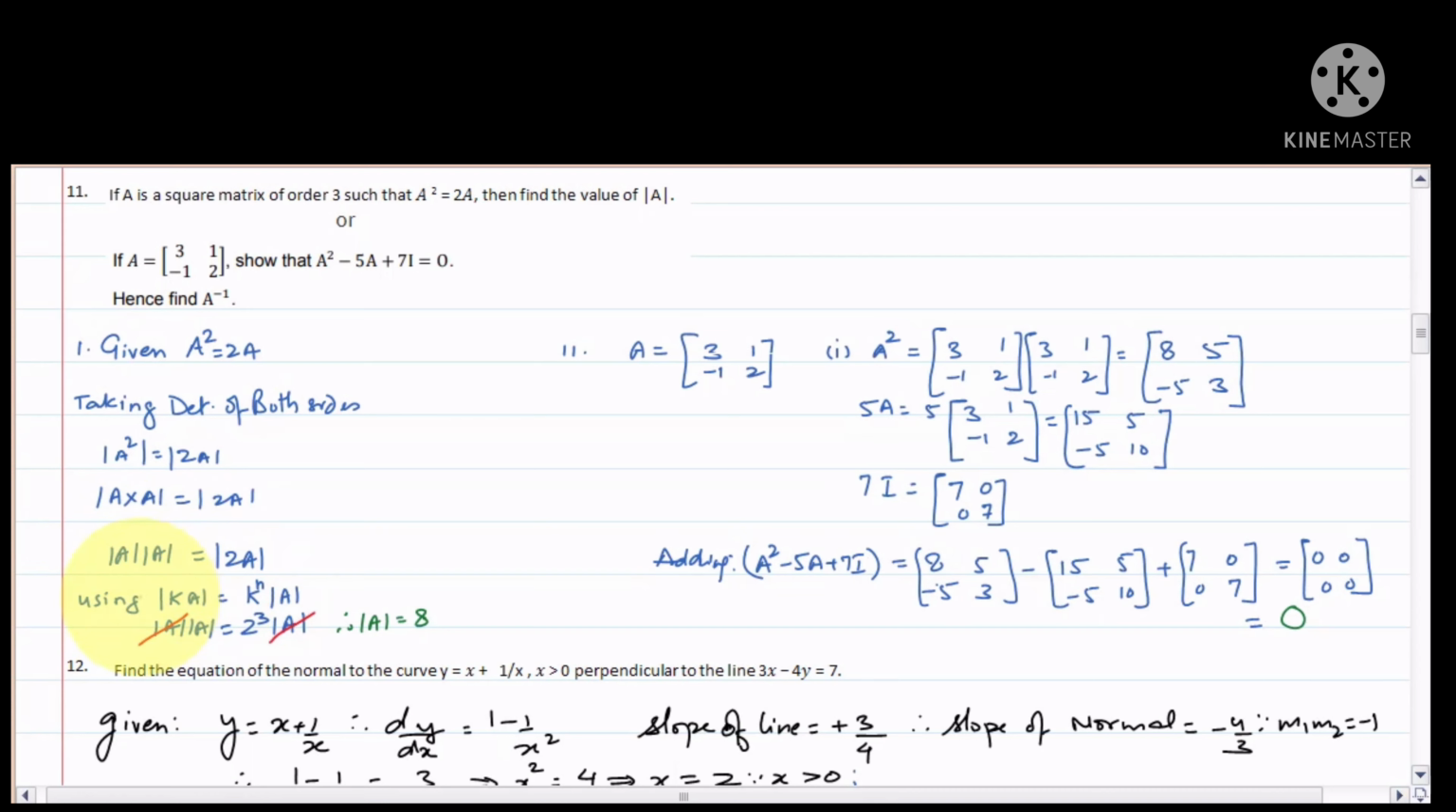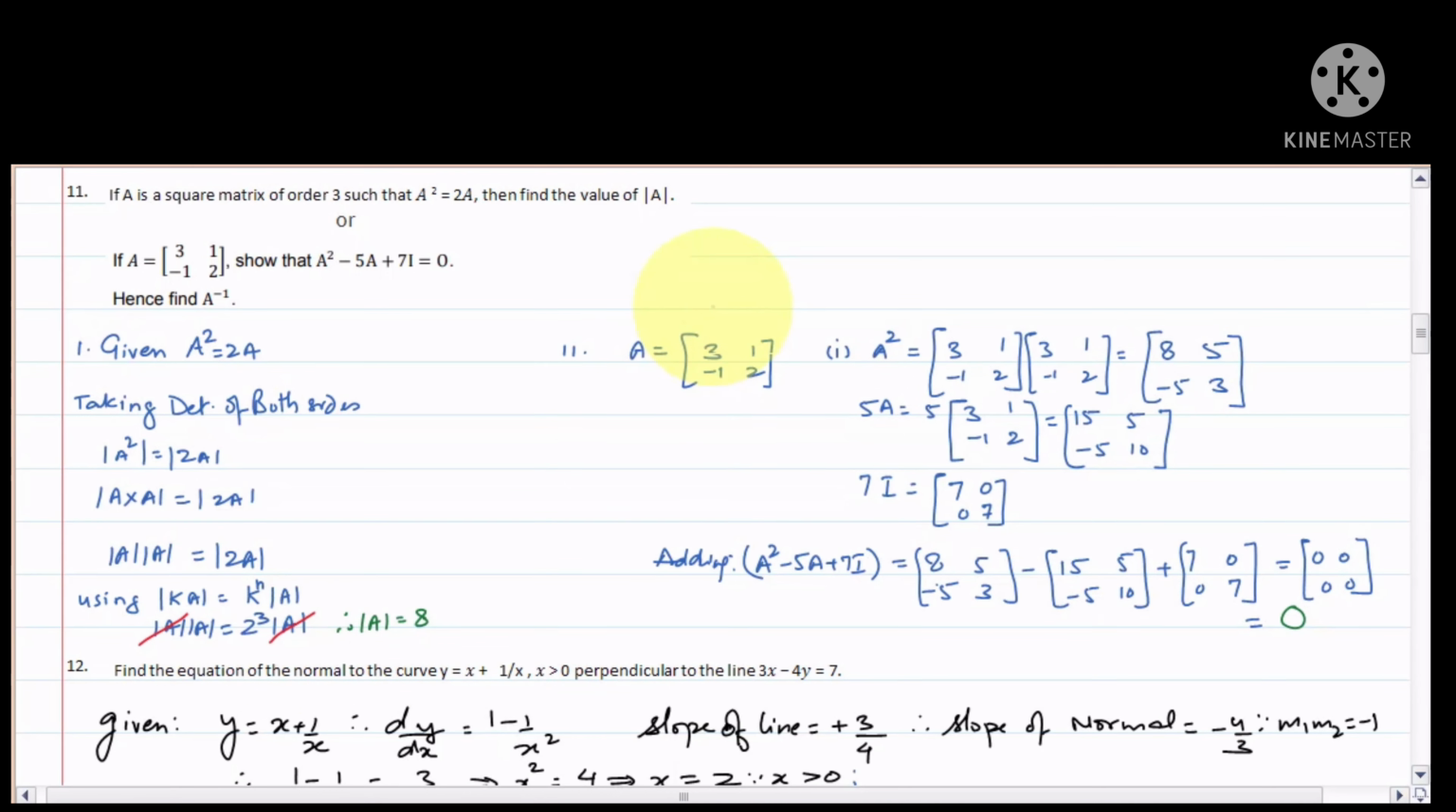And we know determinant of kA is equal to k to the power n into determinant of A, where n is the order. So it is equal to 2 to the power 3 into determinant of A is equal to left hand side, that is equal to determinant of A into determinant of A. Determinant A gets cancelled, and we have got the value of determinant A as 8.